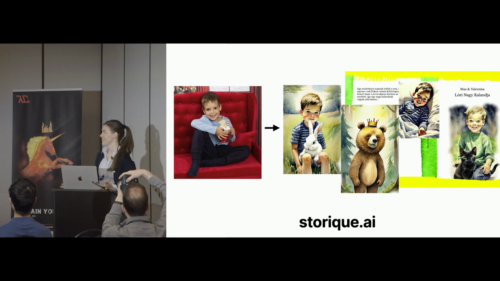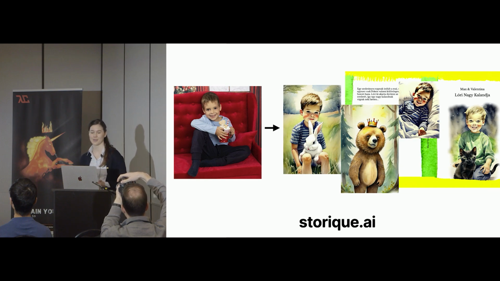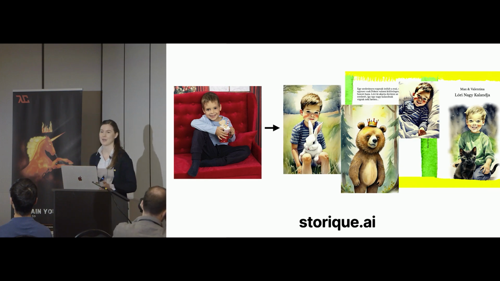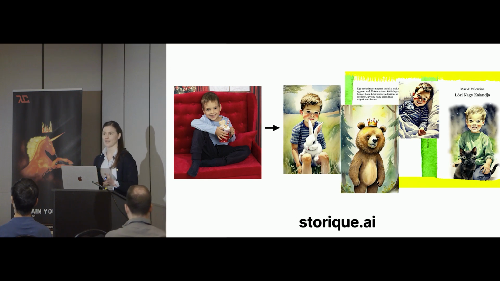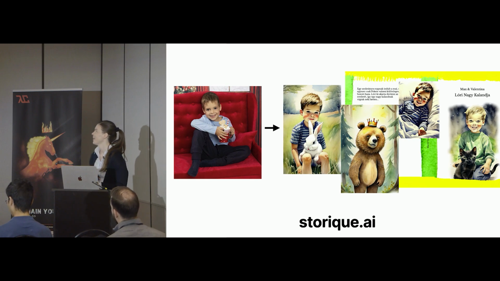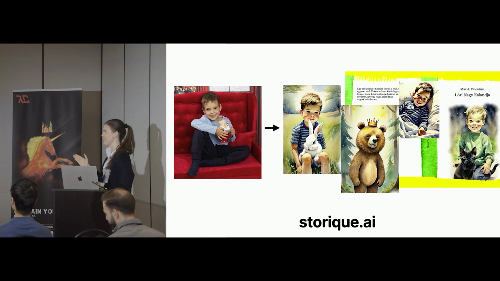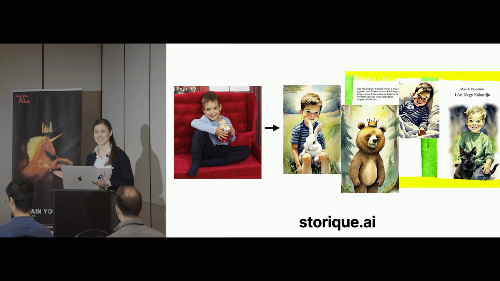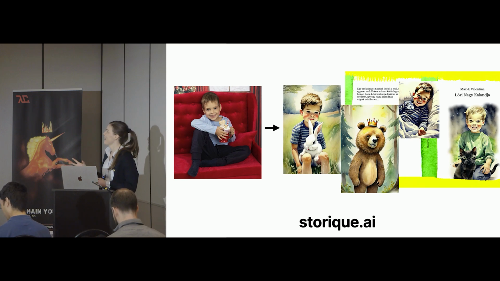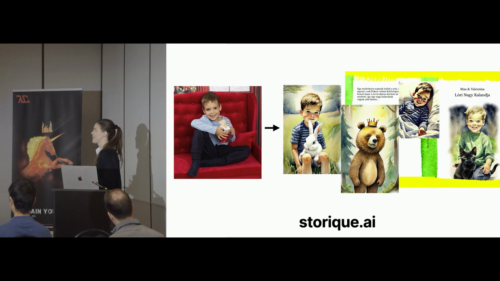So Storique. What exactly is Storique? It's an application which allows the creation of unique storybooks with AI-generated illustrations and AI-generated dynamic text and stories. On this picture, you can see my nephew. He was the first person who ever received a book created with Storique, and we created for him a story about him and his cat exploring the forest and getting to know the animals in the forest. We achieved this with our own software, Storique.